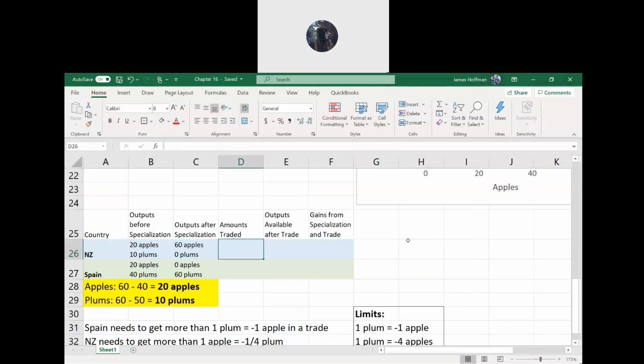Okay, so here are the amounts traded. Let's just put in the actual trade. So the trade, right, from the question was 12 plums are exchanged for 24 apples. All right, so whoever produces the apples is going to trade that many for that many plums and vice versa. So if New Zealand has the apples, they're trading the apples for plums. So they're trading 12 plums for 24 apples.